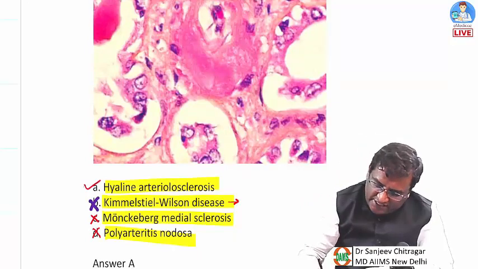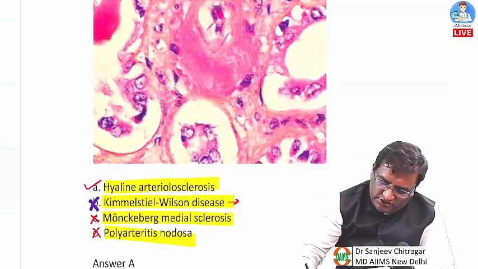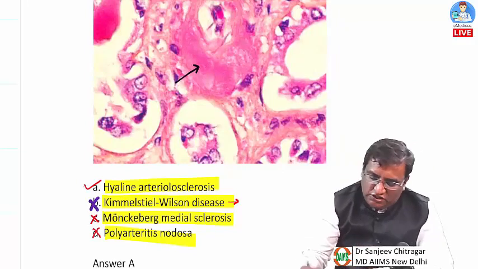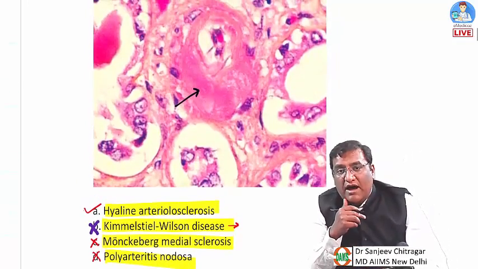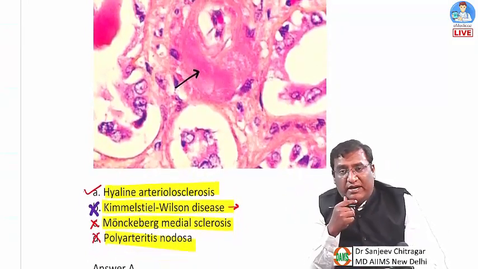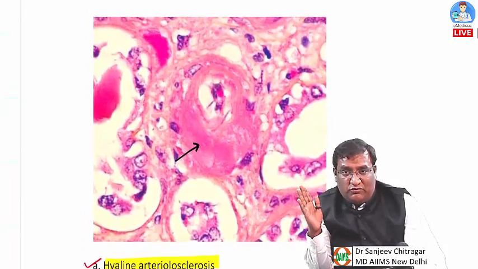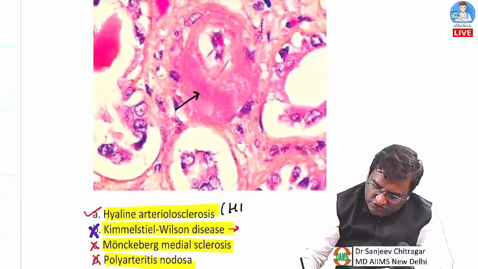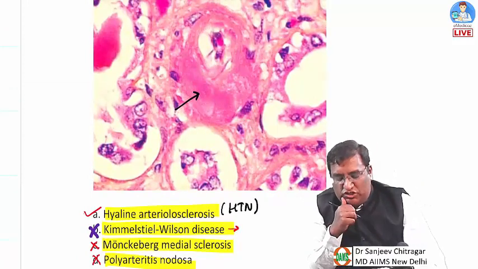The answer is hyaline arteriosclerosis. What you are seeing here is pink material in the vessel wall. This is your hyaline material, hyaline arteriosclerosis. So basically we only had to differentiate KW lesion from hyaline arteriosclerosis here, because the history was given, and hyaline arteriosclerosis can be seen in hypertensive changes. So this is due to hypertension that you are seeing here.